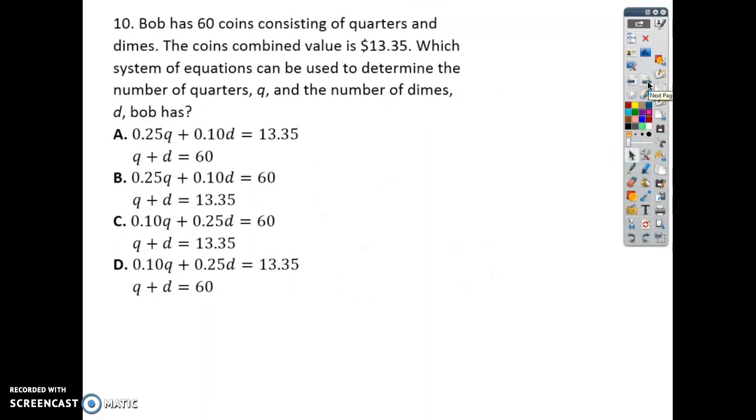This one's really, really easy, so I need you to pay attention. Bob has 60 coins of quarters and dimes. So that's quarters Q and dimes D. Quarters plus dimes equals 60 of them. I can eliminate the ones that don't say that. So B and C are out.